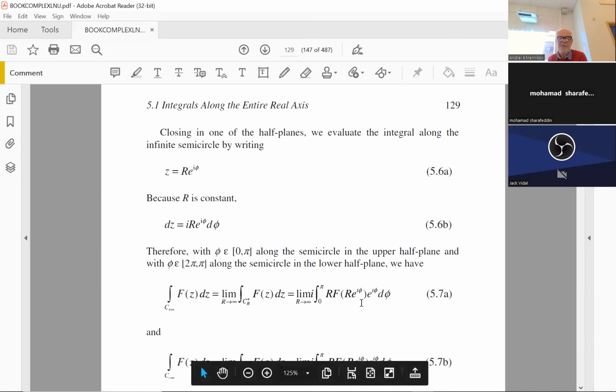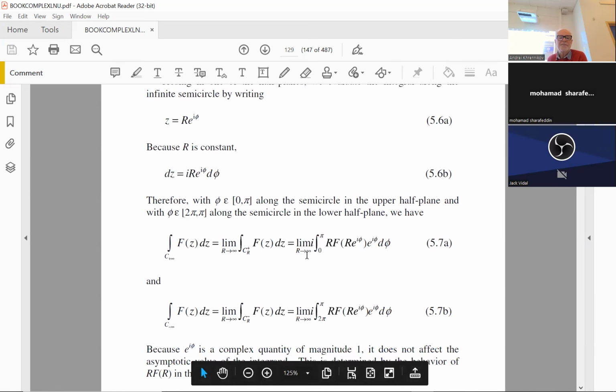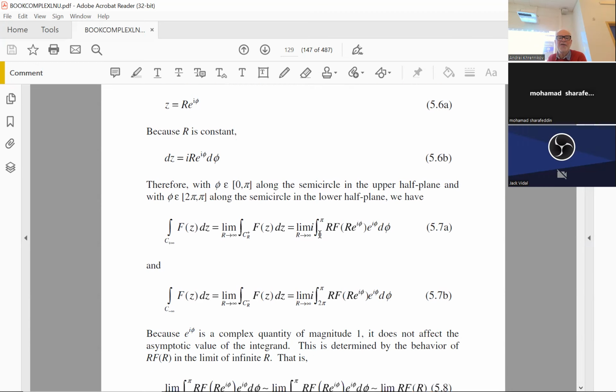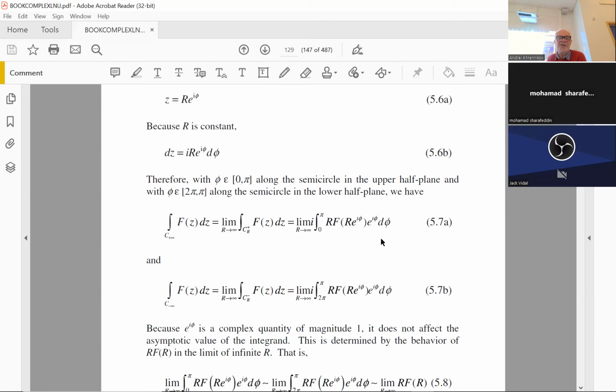We get this. Now it is from 0 to pi because we have only a half circle. Typically it was from 0 to 2 pi. And we get this integral.